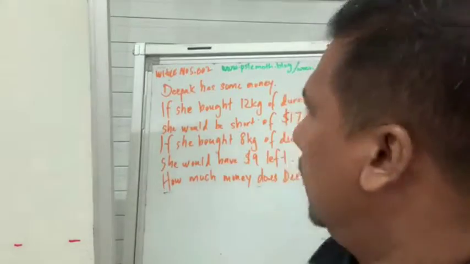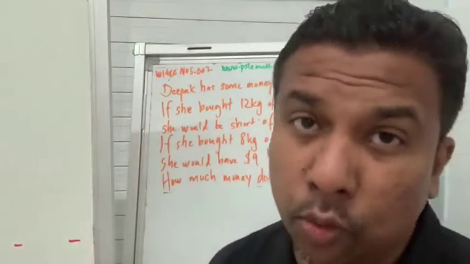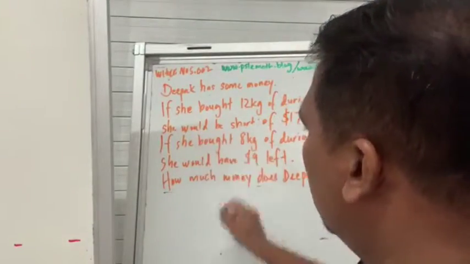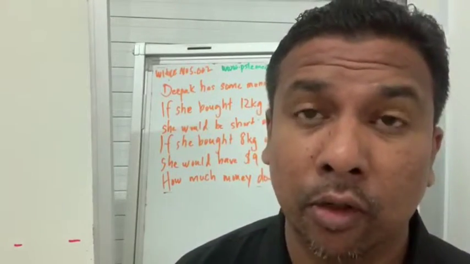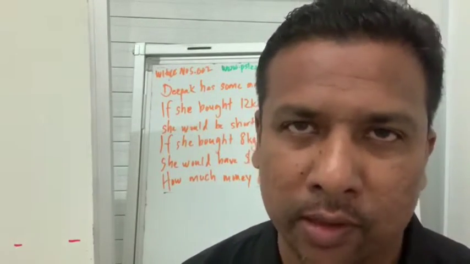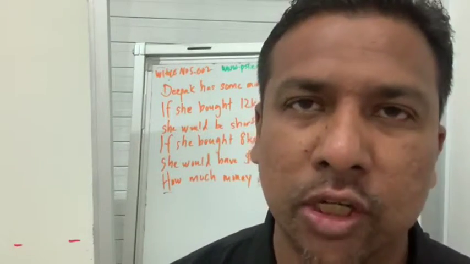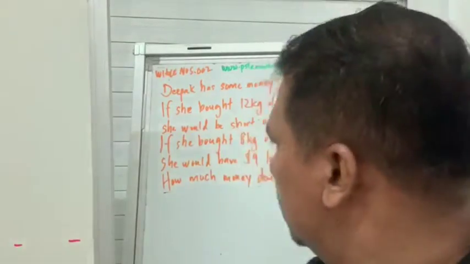All right. And the question says, if she bought 12 kg of durians, if she were to buy 12 kilograms of durian, she would be short of $17. That means she does not have enough money to buy 12 kg of durians. She'll be short of $17.